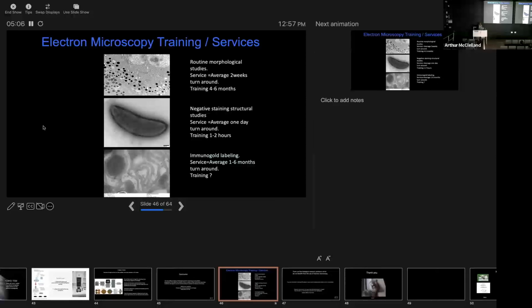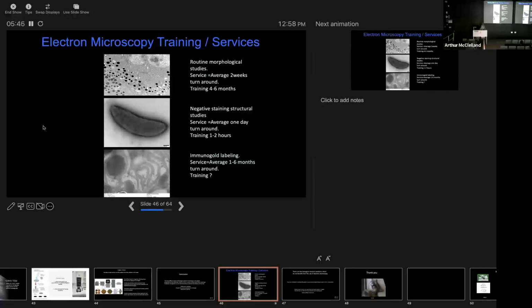So for training and services at CNS and here in SEAS, there are 3 methods that we can go about for routine morphology. Negative staining, we're going to train you to do your negative staining and train you to use the microscope for the most part. It can be a service, but it's probably easy enough not to. For routine morphology studies, the service is going to be an average of 2 weeks turnaround time if I'm doing the imaging for you. Training is going to be 4 to 6 months because sectioning is difficult. And it takes dedication, it needs practice. You have to sit there and do it.